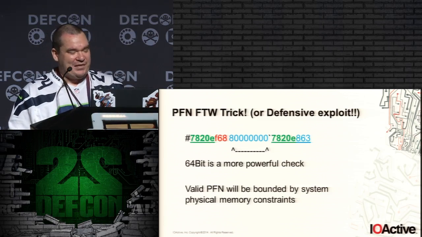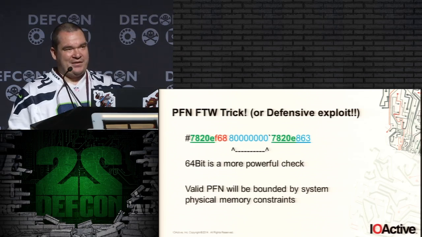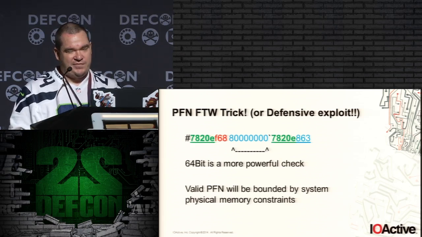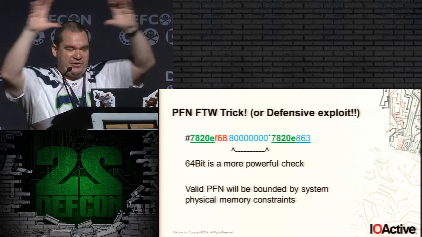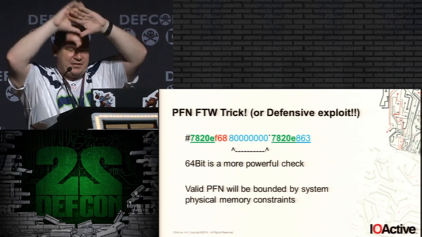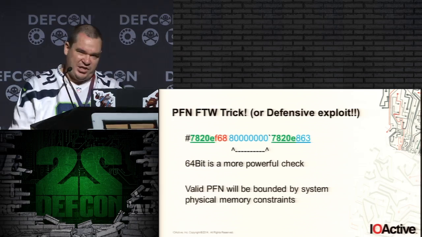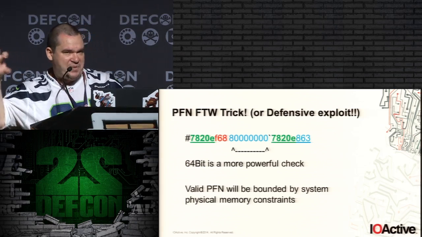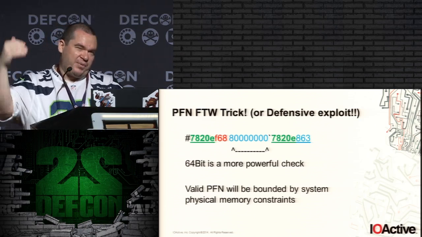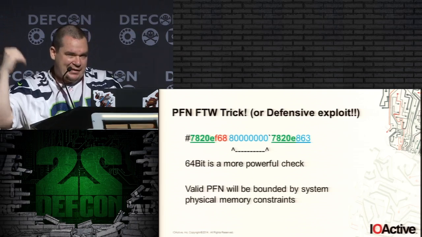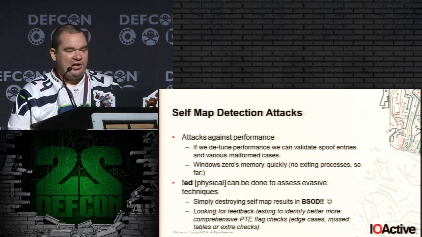So again, it's a more powerful check. A valid PFN is going to be bounded by the constraints of the system physical memory. So this middle bit here, you're going to have a lot of nulls in there unless you've got terabytes and terabytes of memory. Those are additional bits we can check because I know how big the input is, and I know other properties, like it's always going to be incrementing. If you try to attack it, we could do some additional checking. I'd love to see someone come up with an attack.